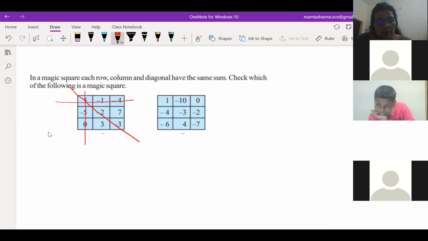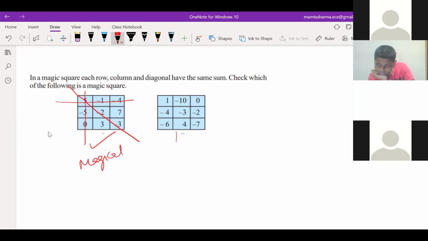Otherwise, not. So is the first one magical or not? Yes, ma'am, it's magical. All are getting 15, 15, 15. So this is magical. Is this one magical or not? No, ma'am, it's not, because here there is a 0 and the 0 does not match with 15, 17.